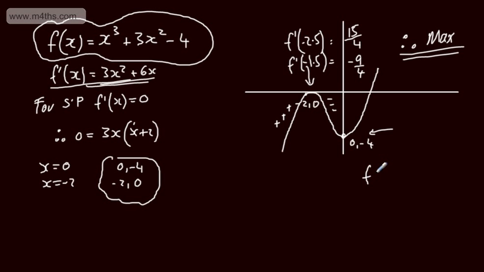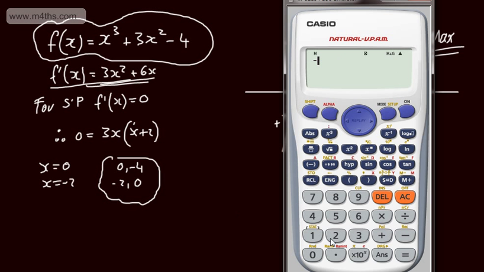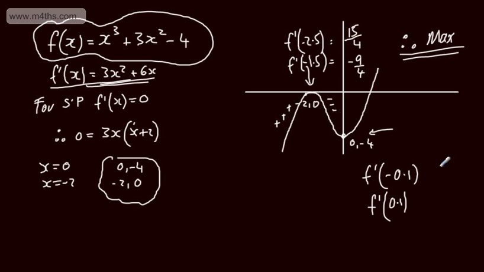Now with this one, let's go ahead and do f dashed, and we'll make this interval even tighter. Let's go for negative 0.1, and let's do f dashed of 0.1. So I'm just choosing these quantities here. We've got negative 0.1, and we'll sub this in. We're going to have 3 lots of that answer squared, plus now 6 lots of that answer. That's going to give me minus 0.57.